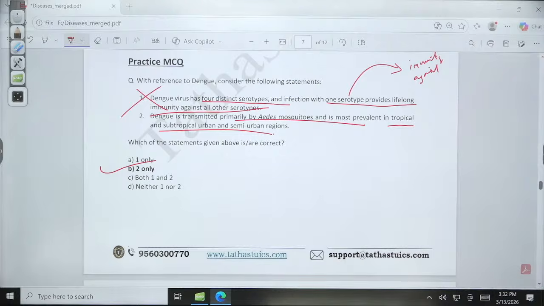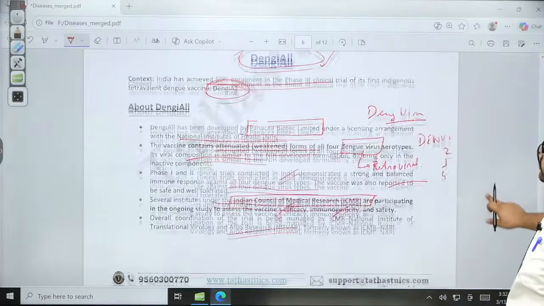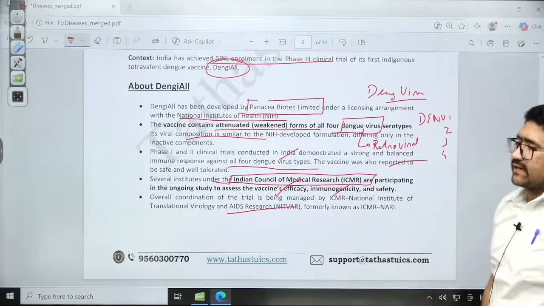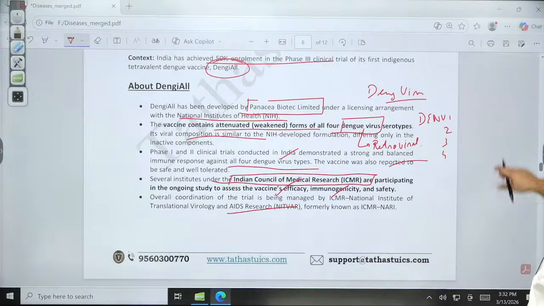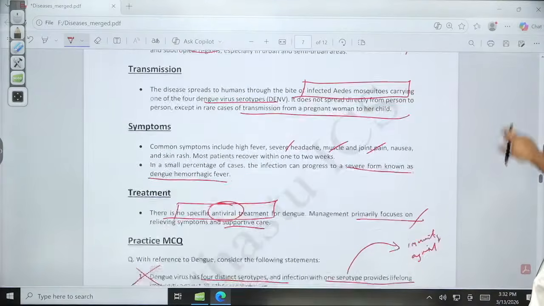Panacea, yes. Panacea Biotech Limited is an Indian company. Okay. So that is about dengue disease.